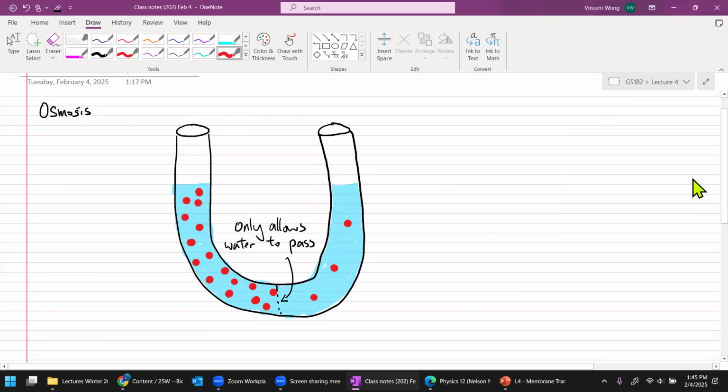Now you see, I deliberately drew the red circles very big, and this membrane only allows water to pass. So the red balls are not going to fit. You understand that? The red circles cannot pass through, even though they want to, because things naturally want to go from high concentration to low concentration, right? The red wants to move, but they can't because they are blocked by the membrane. That is important to understand.